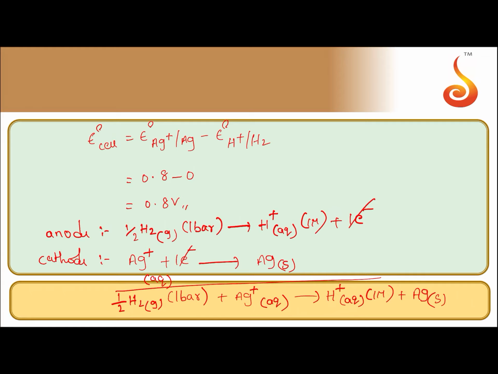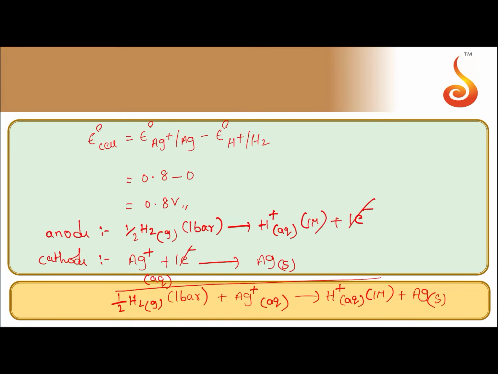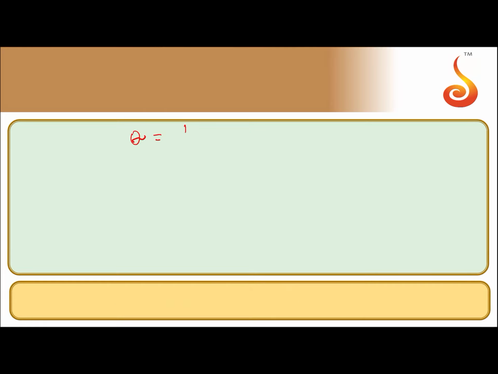If you write the Q for this reaction, Q is equal to product concentration by reactant concentration. But a solid we need not consider, because its concentration is 1 molar, and H2 pressure is 1 bar, H plus is also 1 molar. So what is remaining? Only Ag plus aqueous. So the product is 1, so Q is 1 by concentration of Ag plus.